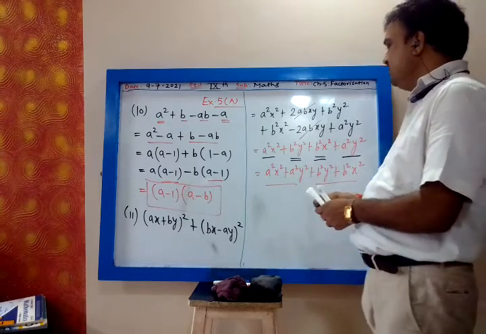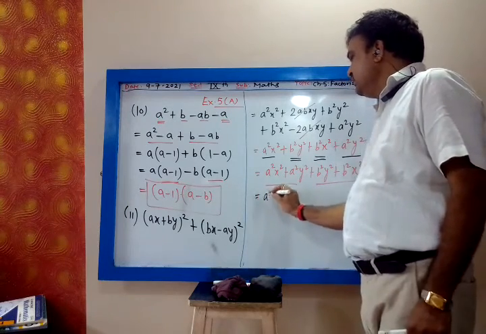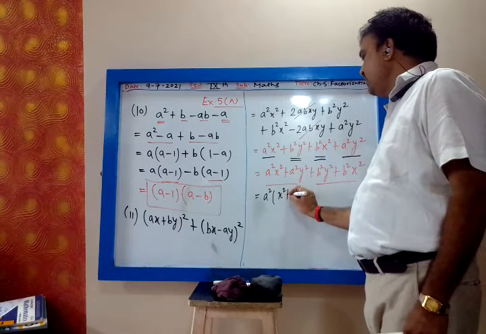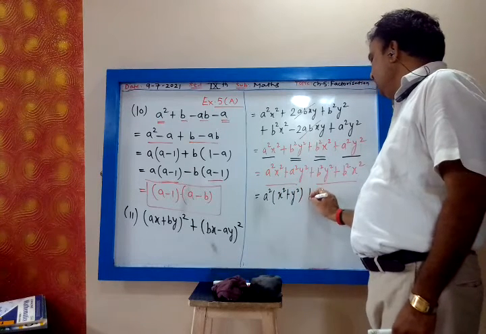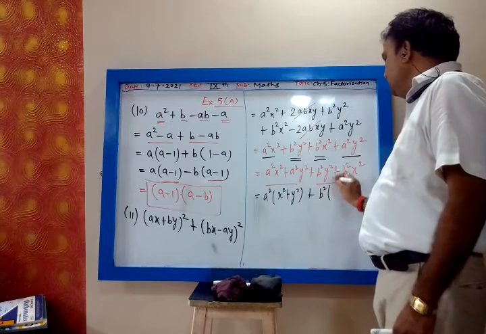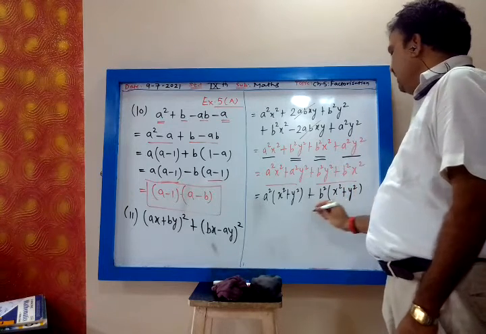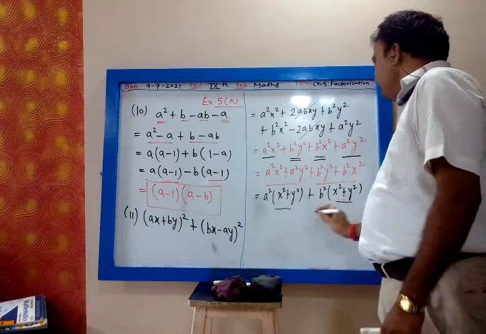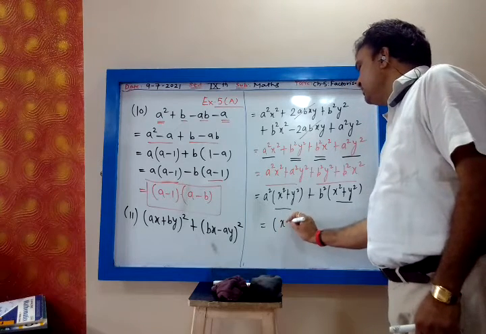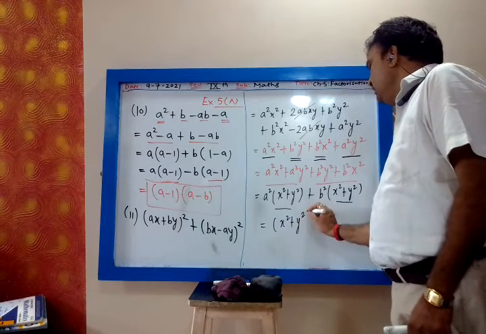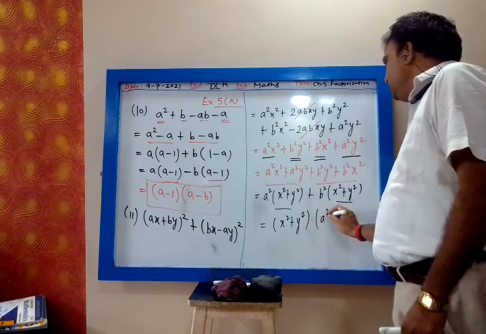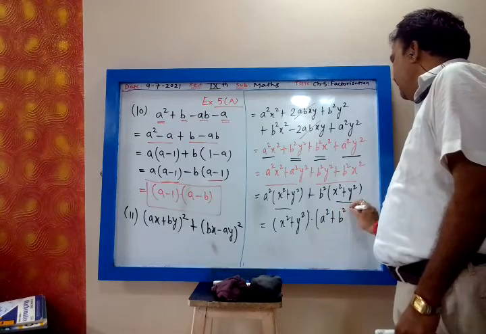Now what is common in the first two? a square. So what is left? x square plus y square. What is common in the second? b square. So what is left? y square plus x square, which I can write x square plus y square. Now again x square plus y square is common. So that is (x square plus y square) into (a square plus b square). And this is in the factorization form.